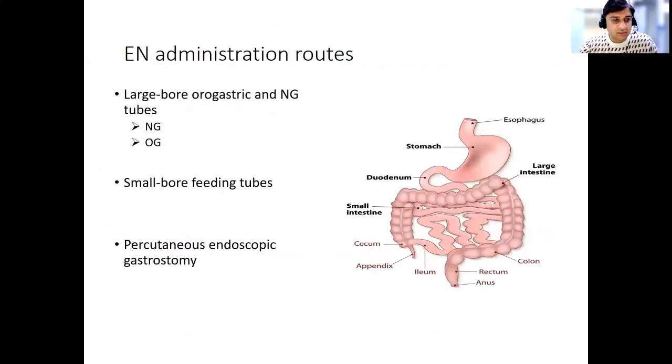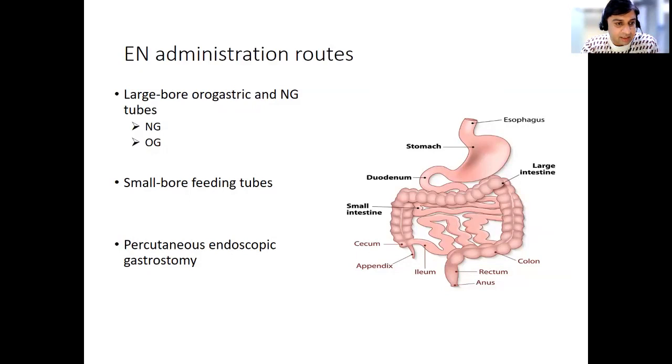So there are two ways to give enteral nutrition. One is nasogastric tube, another is orogastric tube. In all those patients who are awake, who are conscious, you cannot put the tube inside the oral cavity, because that patient will be less compliant and won't tolerate it. So the better strategy in all these patients is to put a nasogastric tube.